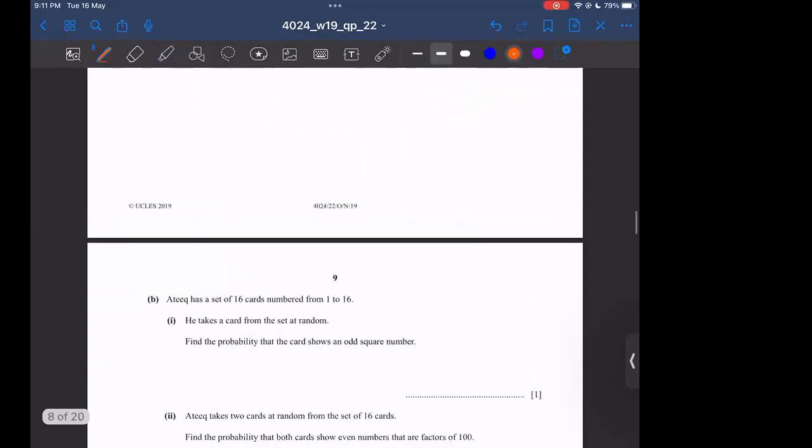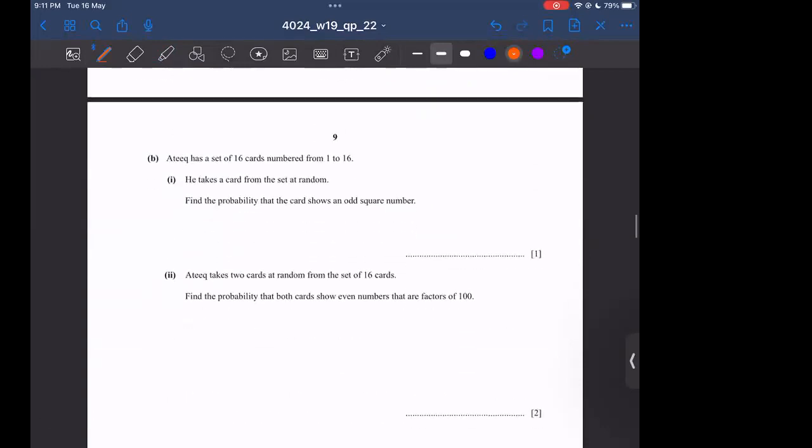Then we have Atik has a set of 16 cards numbered from 1 to 16. He takes a card from the set at random. Find the probability that the card shows an odd square number. Okay, odd square number. What are odd square numbers? 1 is an odd square number, 9 is an odd square number, right? 25 is an odd square number.